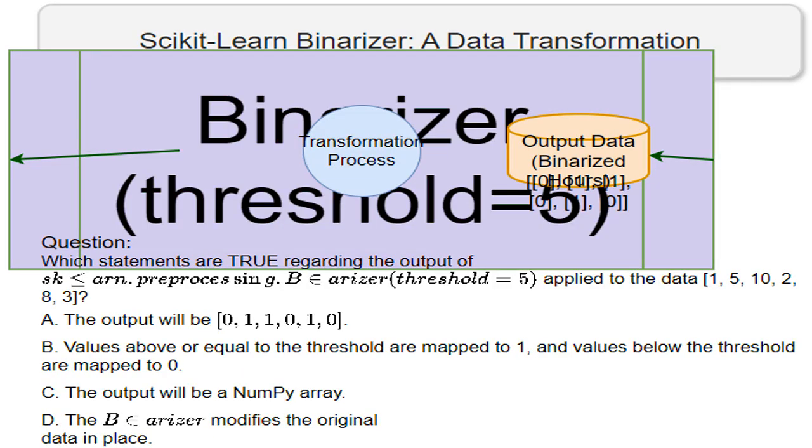This specifies that we are using the scikit-learn binarizer function with a threshold value of 5. The binarizer is a tool that converts numerical data into binary data, 0 or 1, based on this specified threshold. Numbers at or above 5 will become 1, and numbers below 5 will become 0. This is the core of the transformation process.